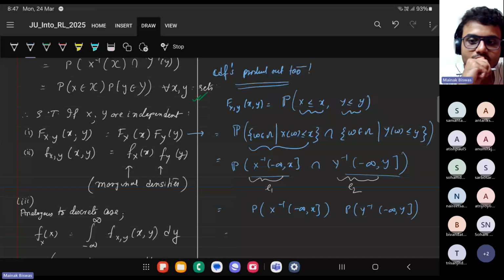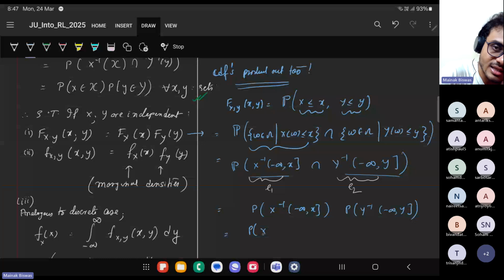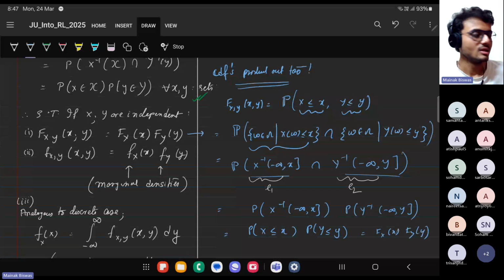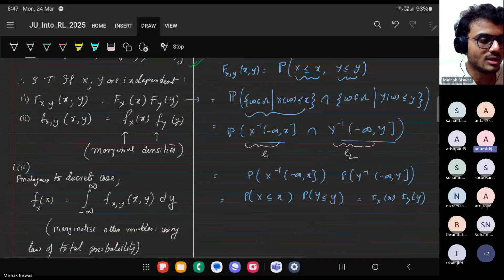Is this fine? Which is probability of X less than x times probability of Y less than y, which is F of x and F of y. Is this fine? I'll wait for a moment. If you have any questions, please ask.